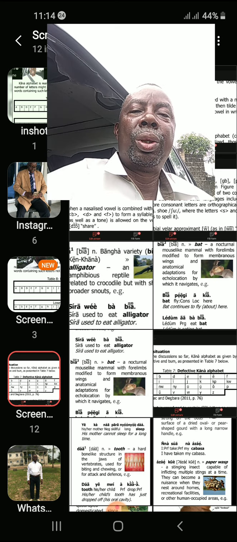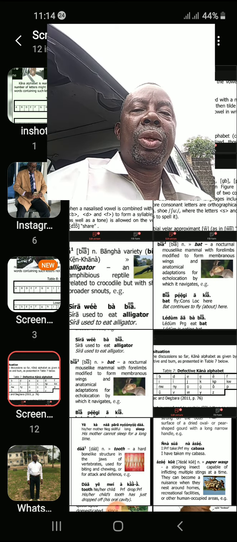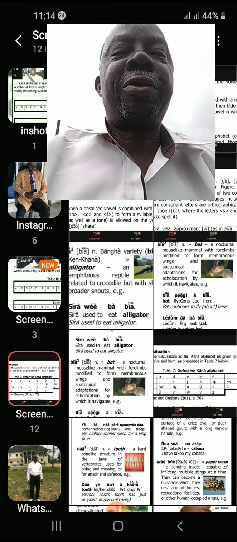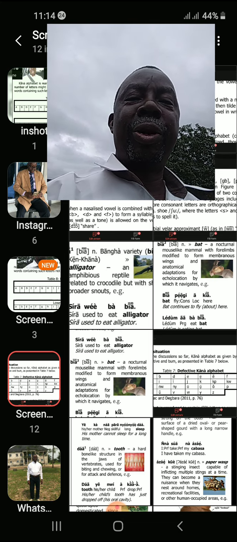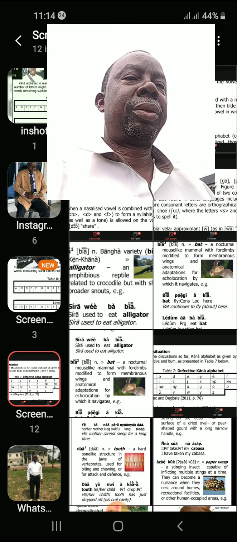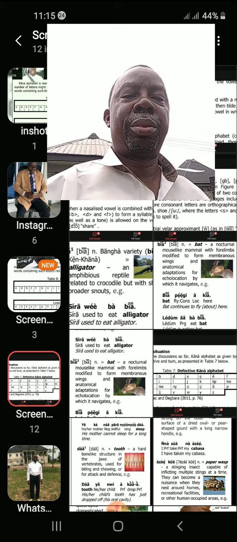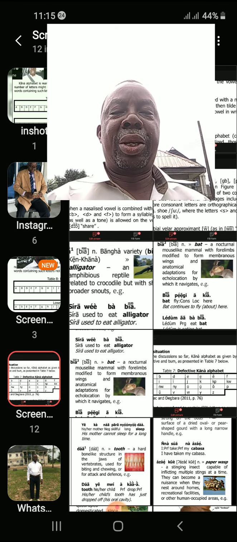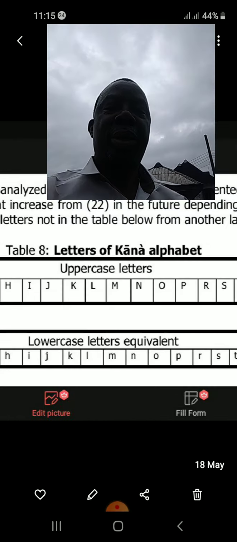Now, today we will be concerned with the alphabet of Kana. Alphabet is defined as a standardized set of basic written symbols in a language. Now, the alphabet of Kana is here presented to you. Take a look at it.